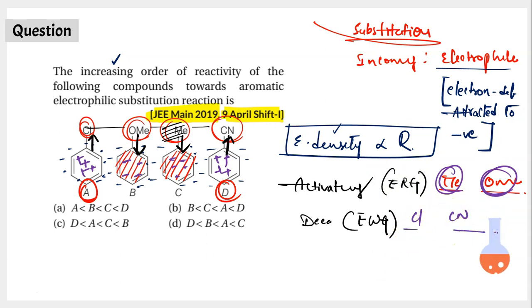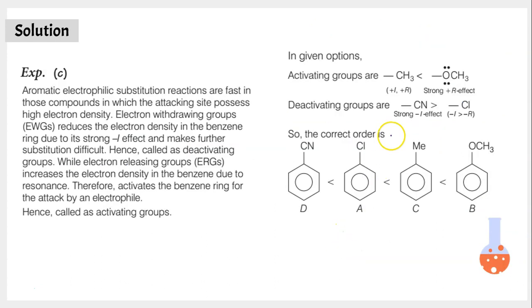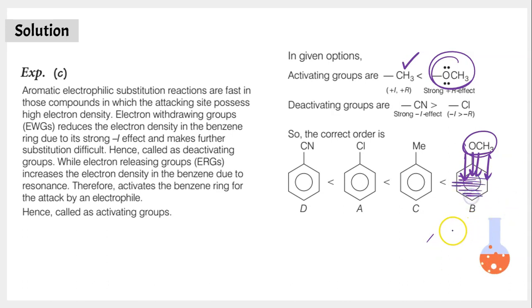Out of these two, which is the strong electron withdrawing group, or deactivating group? That comparison says the methyl group, or CH3 group, is lesser activating and the methoxy group is stronger activating. Because of its stronger activating capacity, the benzene ring connected to the methoxy group will receive a lot of electron cloud from the methoxy group. So the benzene containing this methoxy group has the highest electron density, so it is highly reactive towards electrophilic substitution reactions.